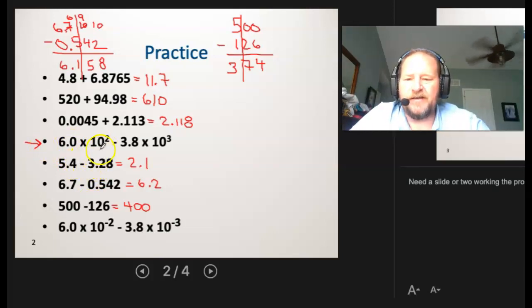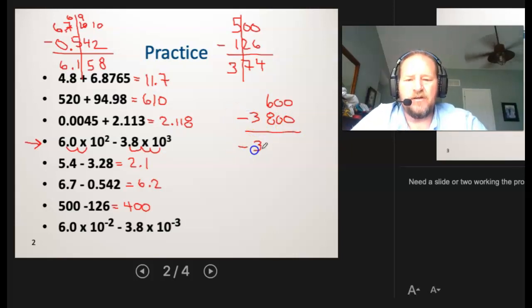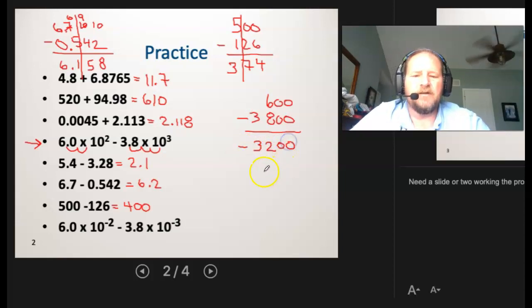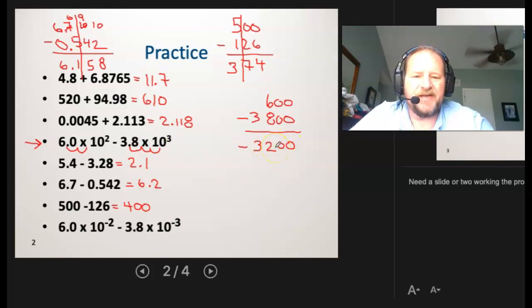So the first thing we'll do is just expand. That's the easiest way. So this is 10 to the 2, so we'll go 1, 2. That's going to give me 600. Over here we have 10 to the 3, so we're going to go 1, 2, 3. That's going to be 3,800. Now when I subtract these, I'm going to get a negative 3,200. Now, the way it's written, this could be our answer, and we could stop right there.